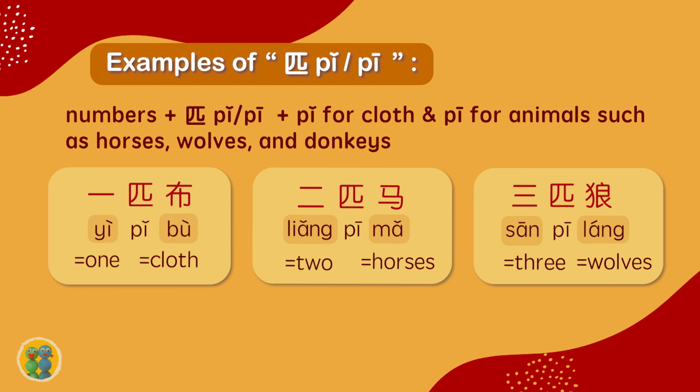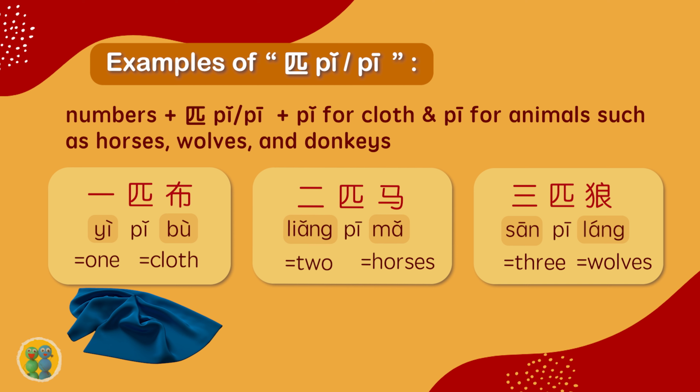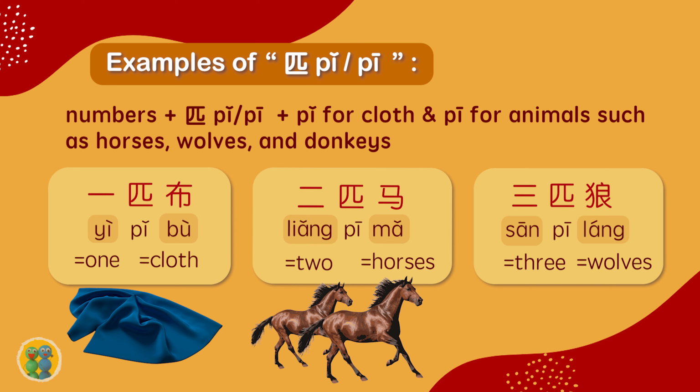一匹布, 一 means one, 布 means clothes. 两匹马, 两 means two, 马 means horses. 三匹狼, 三 means three, 狼 means wolf.